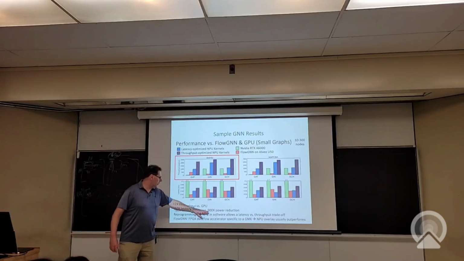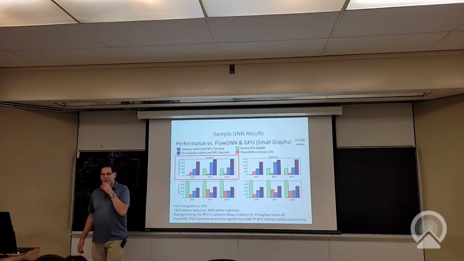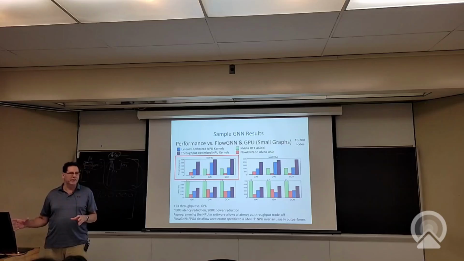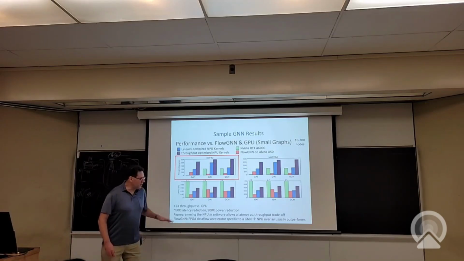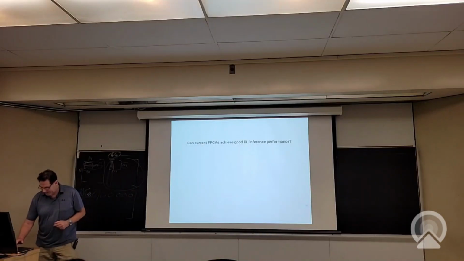And on power, if you want low latency, it's about 900x better. So the GPU does particularly poorly. It's just underutilizing everything. If you need low latency, you do low batching. And that's kind of all the things I wanted to say about that.